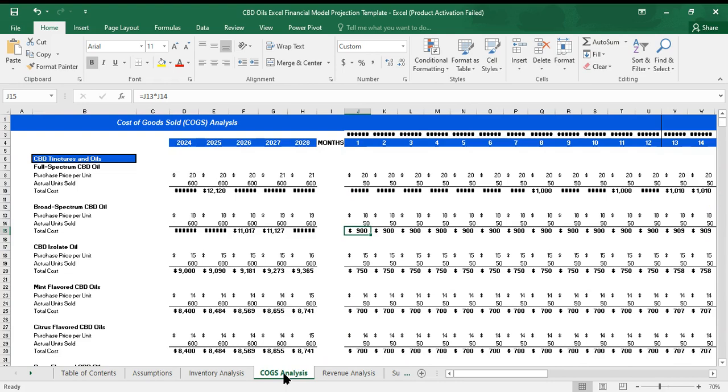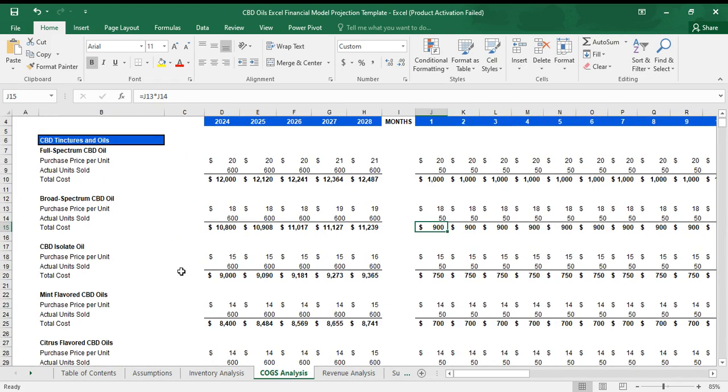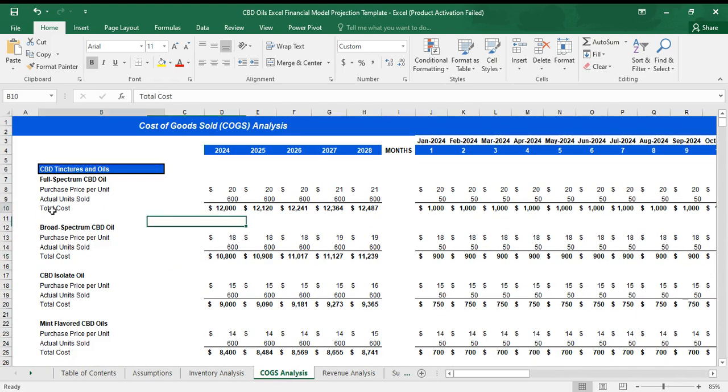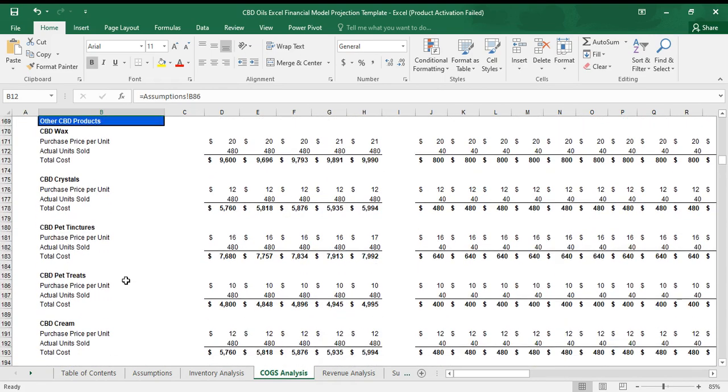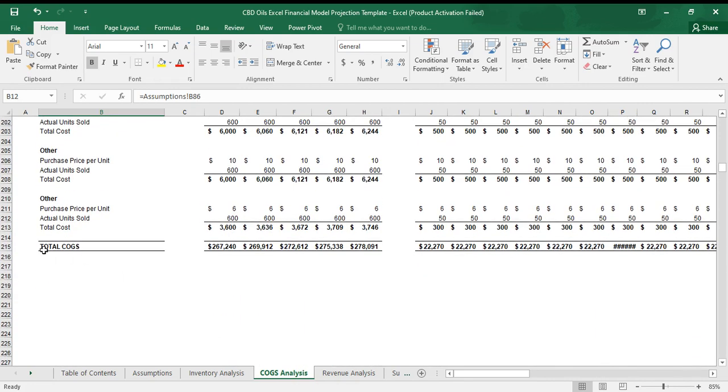Next is the COGS analysis. The cost of goods sold analysis sheet calculates the total cost being incurred on each of these products, on the purchase of each of these products, because this is a retail business, not a manufacturing one. And then we have calculated the total cost of goods sold figure at the very end of the sheet.